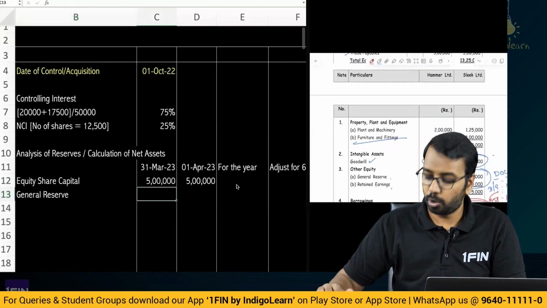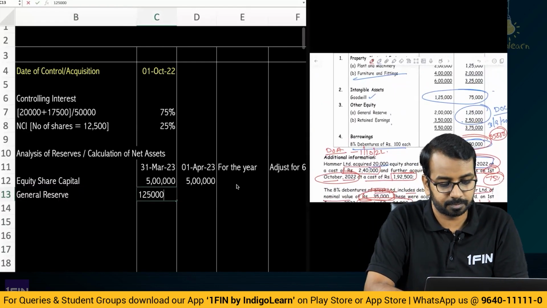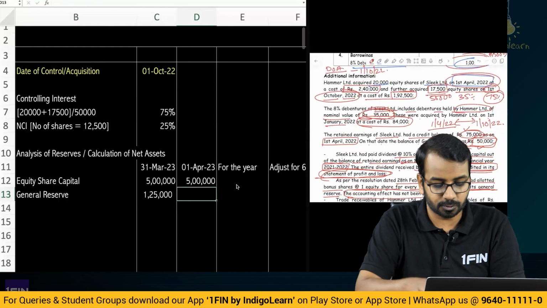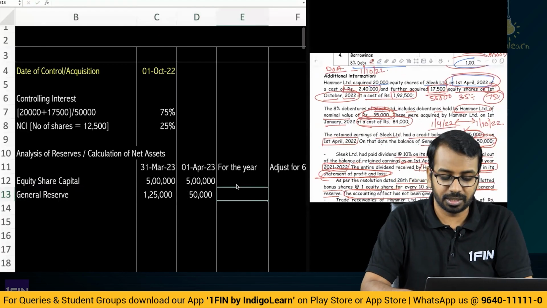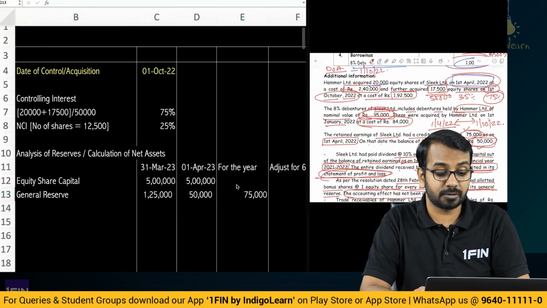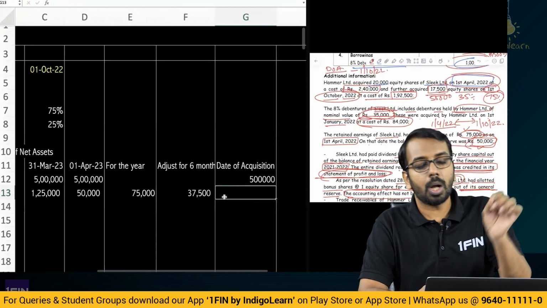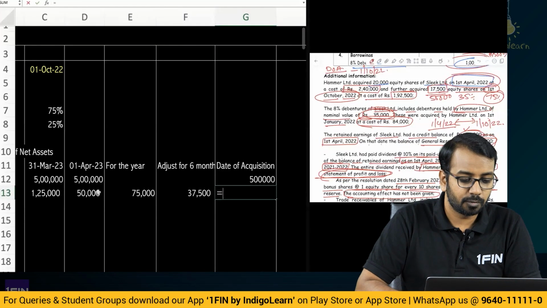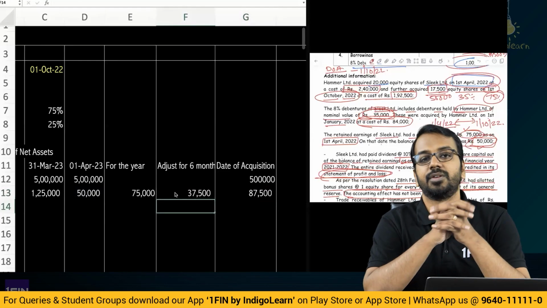Now, when it comes to general reserve, how much do we have? General reserve on the date of consolidation is 1,25,000. On 1st of April when it was acquired, they have told us that the general reserve is 50,000. So, how much profit did we earn or how much amount did we transfer to general reserve during the year? 1,25,000 minus 50,000, that is for the full year. How much is for 6 months? For 6 months it is 75,000 divided by 2, 37,500. So, on the date of acquisition, what will be my general reserve? It will be 50,000, what is on 1st of April, plus 37,500. My general reserve is 87,500.